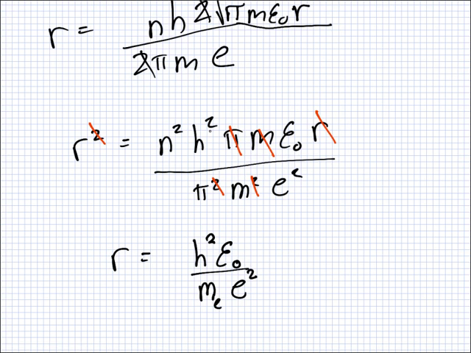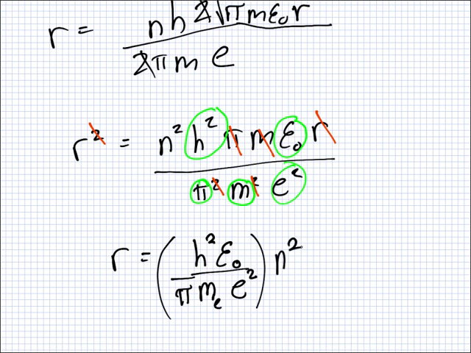Do I have everybody? h squared I have, I'll put in my n squared, epsilon 0 I have, e squared I have, m I have, oh I didn't get the pi here. Now do I have everybody? Yeah. Times n squared.